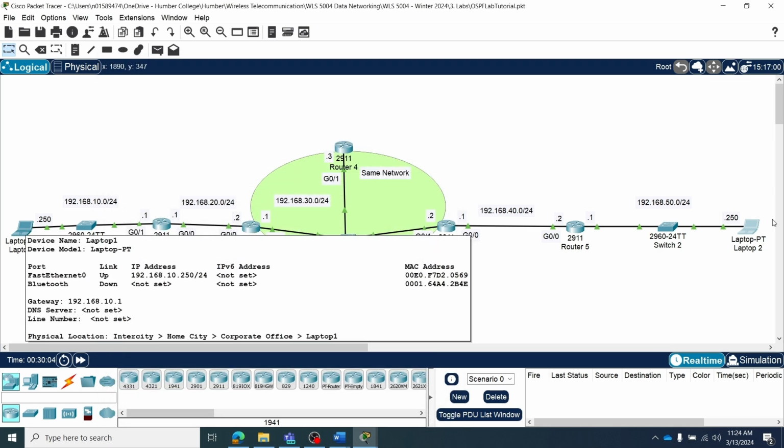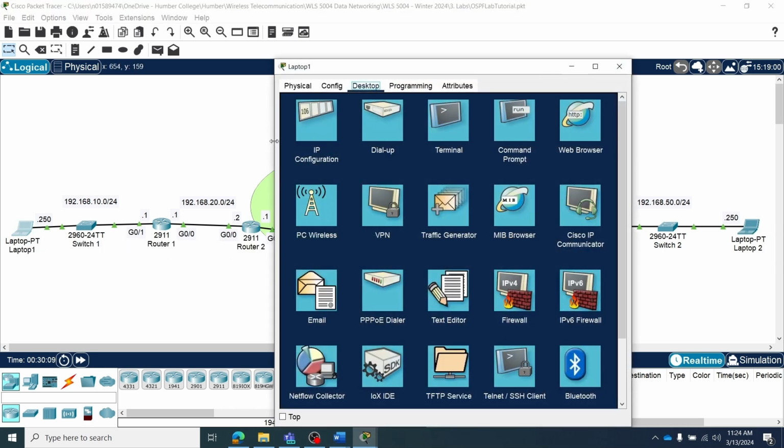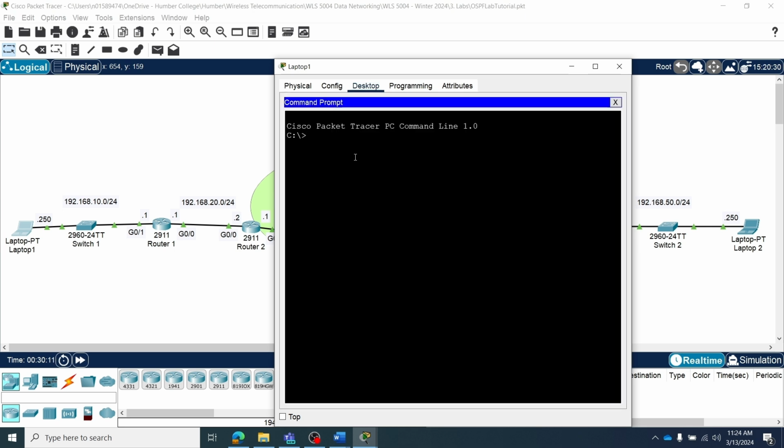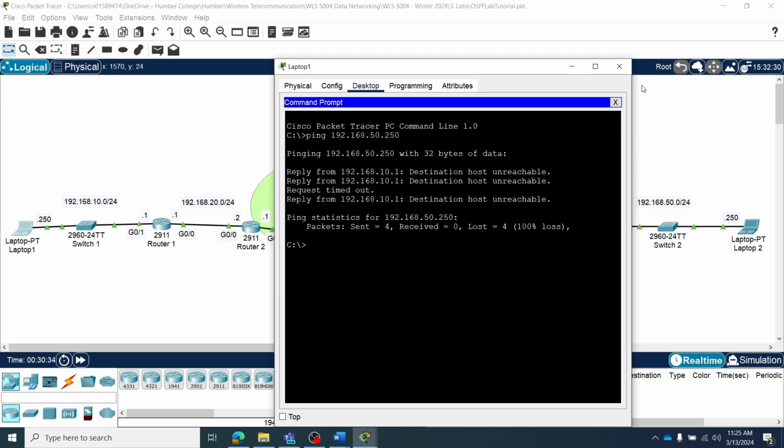Now let's try to ping from laptop 1 to laptop 2 and see what happens. In the command prompt, ping 192.168.50.250. Destination host unreachable. That means we cannot ping from one to the other, so the network is not reachable.